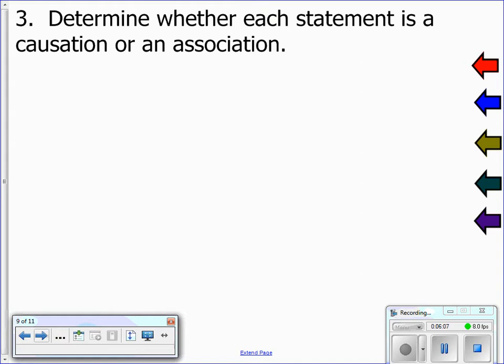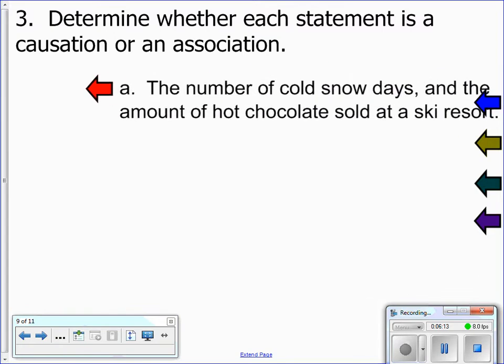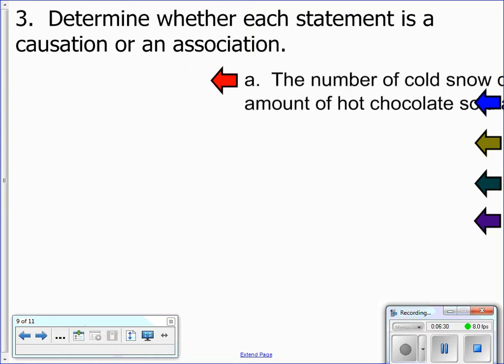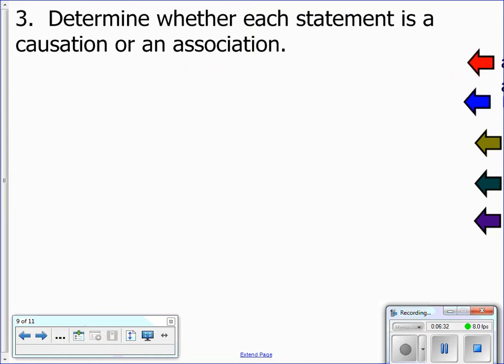Determine whether each statement is a causation or association. So this first one: the number of cold snow days and the amount of hot chocolates sold at a ski resort. Is one causing the other, or is there just an association? I would say there's just an association. Yep, the colder days probably have more hot chocolate, but it's not that close of a relationship.